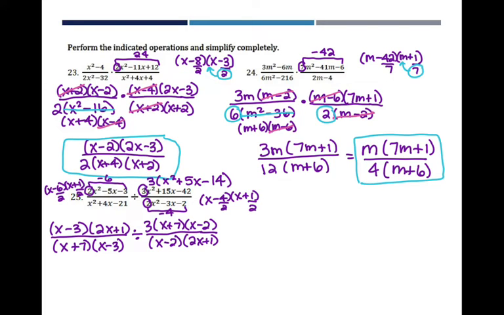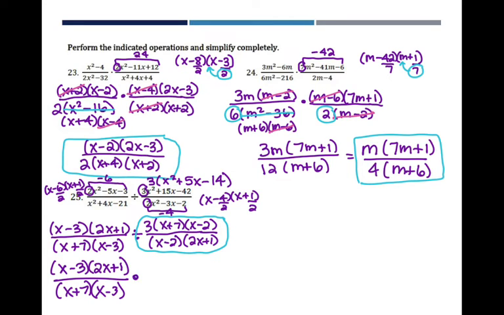And since dividing fractions is the same thing as multiplying by the reciprocal, I'm going to take this second fraction and flip it over. So I'm going to rewrite my first. So I have x minus 3, 2x plus 1 with the x plus 7 and x minus 3. And now I'm going to flip over that second fraction. So the x minus 2 with the 2x plus 1 is now on top. 3 with the x plus 7 and the x minus 2 on the bottom.